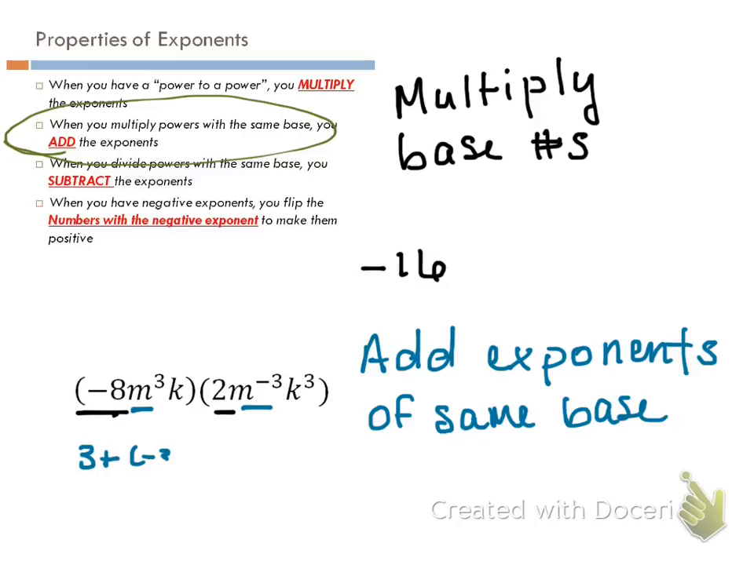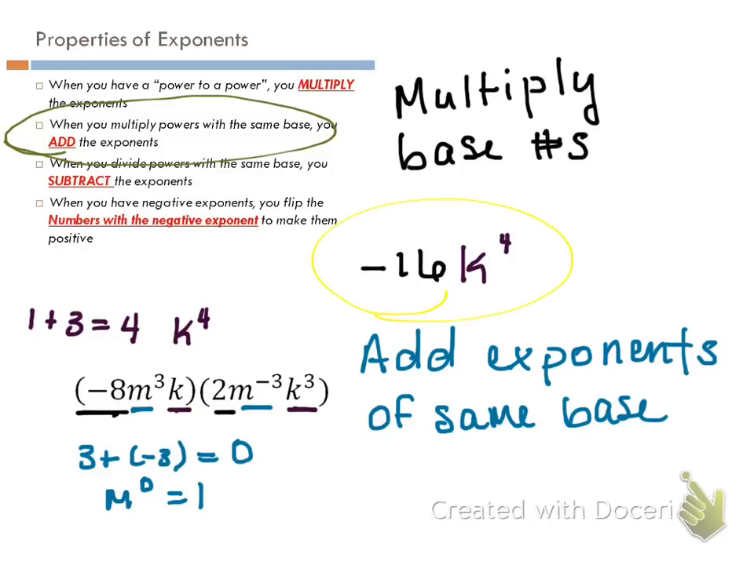So let's start with m. You have 3 plus negative 3, which is 0, and anything raised to the 0 power is 1. So we have m to the 0 equals 1. Next we have k. When you don't see a power, you can just automatically assume it's 1. So we have 1 plus 3, which is 4. So we have k to the 4th. So our end result will be negative 16 k to the 4th.